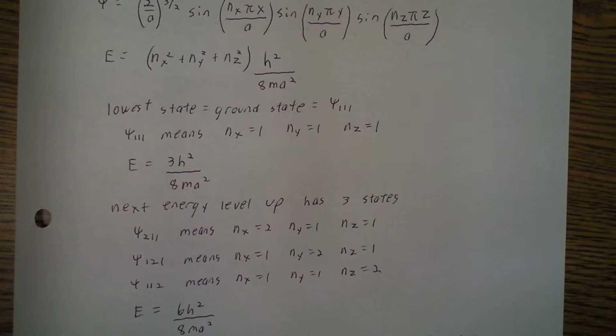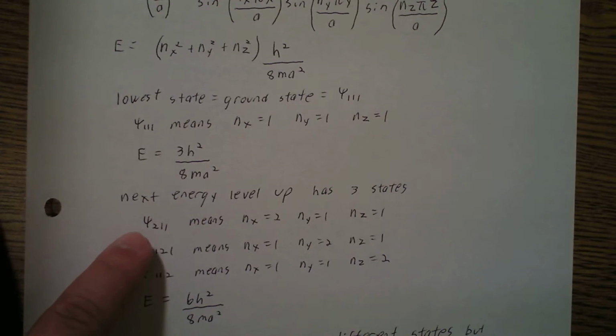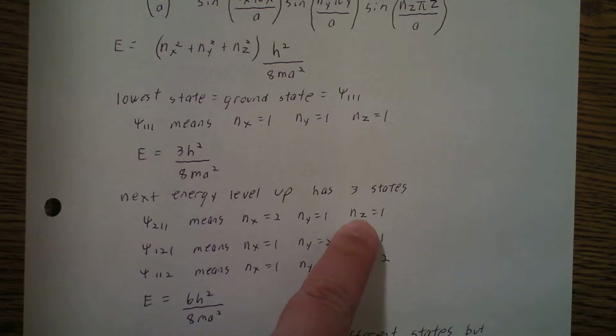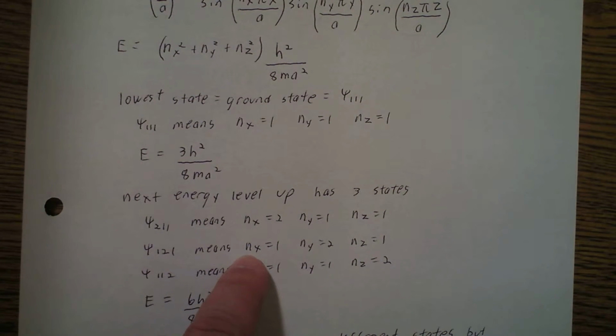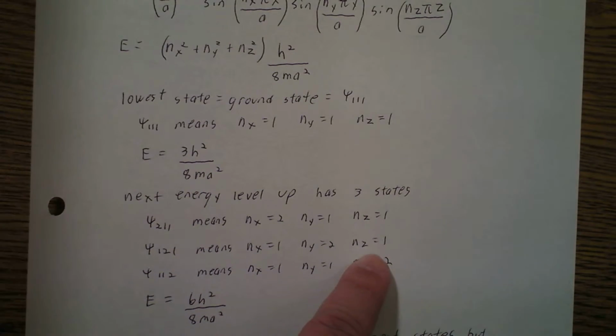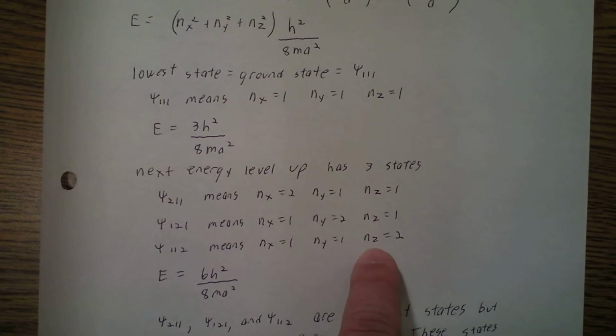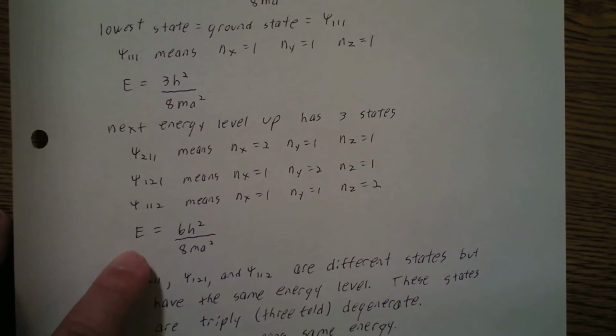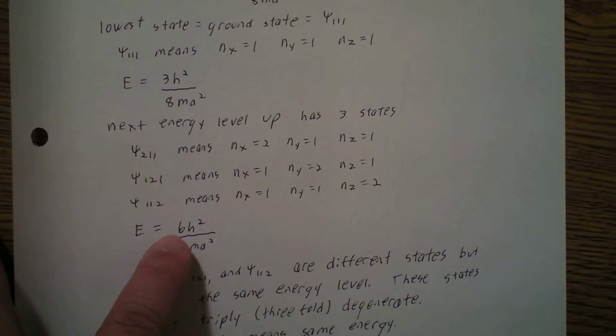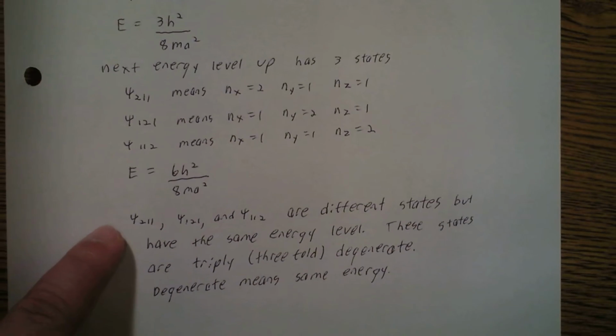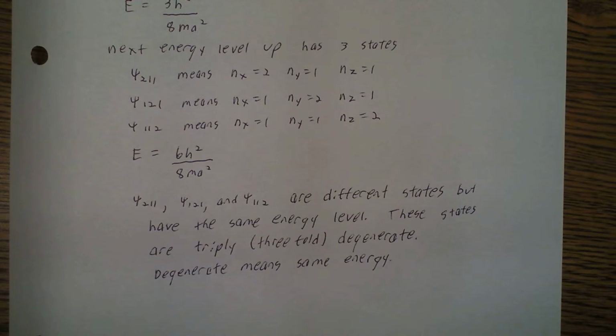Now the next energy level up would have three different states. So we have psi 2,1,1, which means nx equals 2, ny equals 1, and nz equals 1. But there's also psi 1,2,1, which means nx is equal to 1, ny is equal to 2, and nz is equal to 1. And then we have psi 1,1,2, which means nx is equal to 1, ny is equal to 1, and nz is equal to 2. But for all three of those states, the energy is going to be the same, 6h squared over 8ma squared. So psi 2,1,1, psi 1,2,1, and psi 1,1,2 are different states, but they have the same energy level. These states are what we call triply degenerate, or threefold degenerate. Degenerate means same energy.